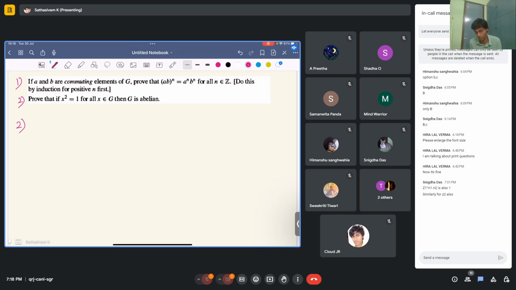We have to use induction to prove it, but let's do the second one first. The second one says if x square is equal to 1 for all x in G, then G is abelian. So how do you proceed? For abelian, what we want to prove is that xy equals yx, right? This is what I want to prove. But what I know is x square is equal to 1 for all x.